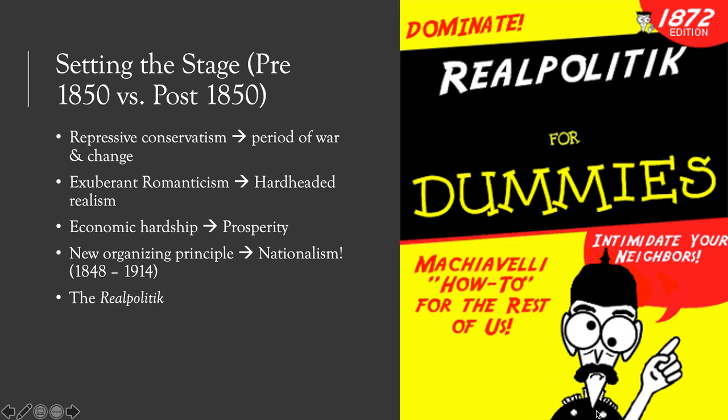So before 1850, in that period especially of 1815 to about 1848, Europe was defined by this repressive conservatism. There was the Age of Metternich. It was the Concert of Europe using the principle of intervention and legitimacy to crush revolutions. And after the 1848 revolutions, it appeared that the conservatives had won, and that liberalism and nationalism appeared defeated.